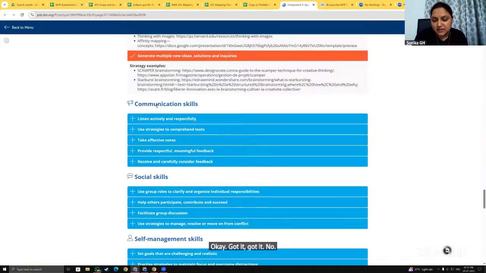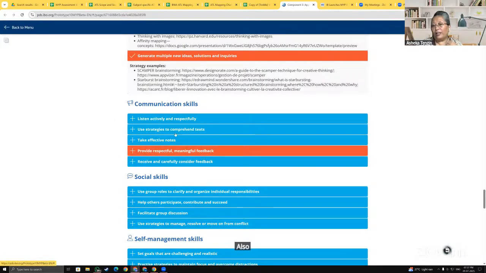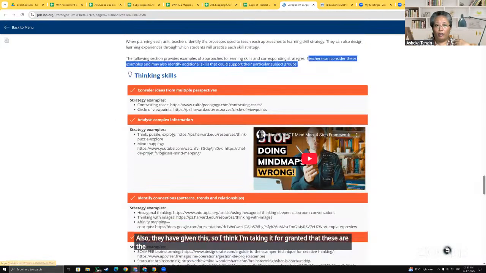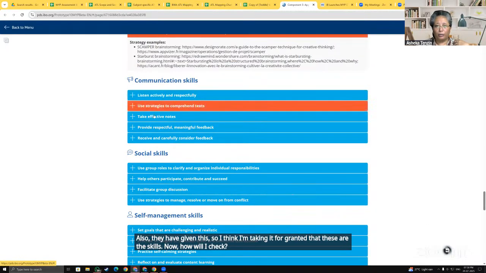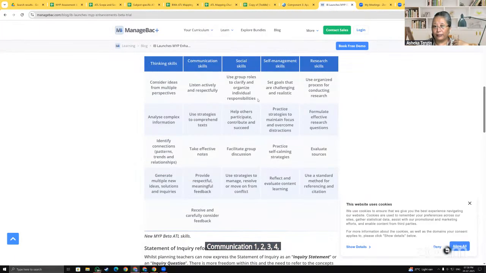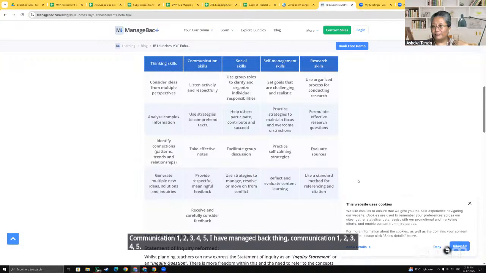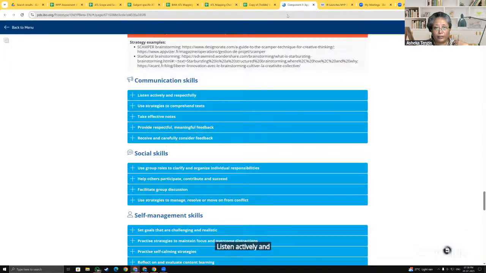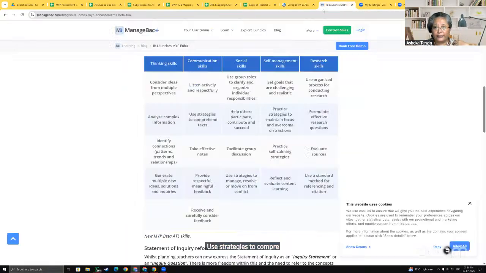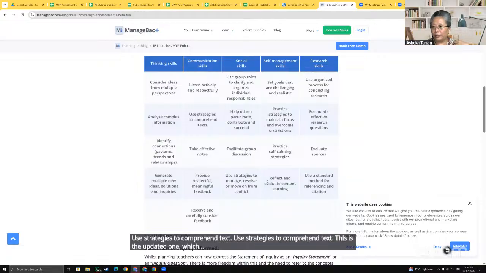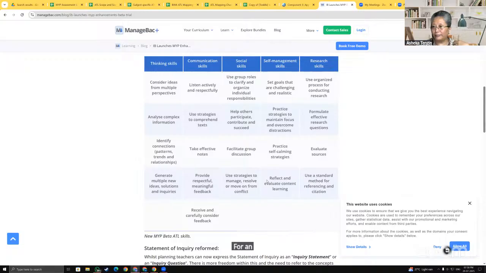No, strategies I understood. I'm asking about the sub skills that they have mentioned here. So they have given this, and I think I'm taking it for granted that these are the skills. Now, how will I check? Communication 1, 2, 3, 4, 5. Listen actively and respectfully. Use strategies to comprehend text. This is the updated one which the IB has uploaded for enhanced MYP.